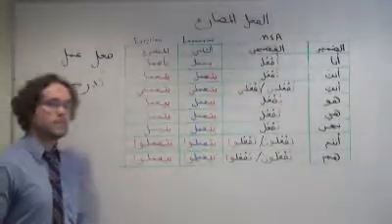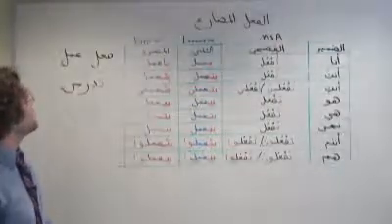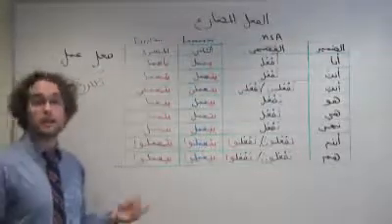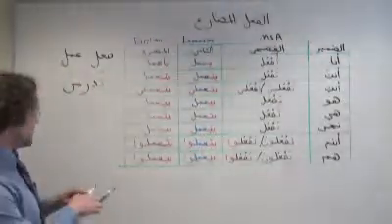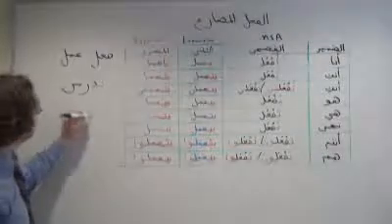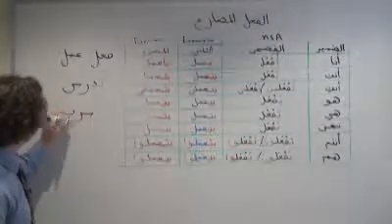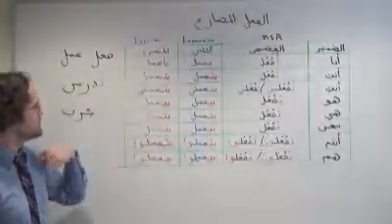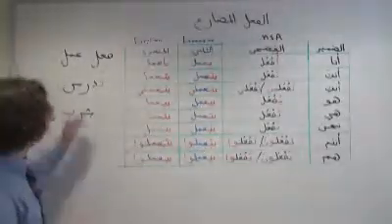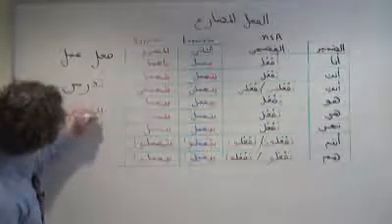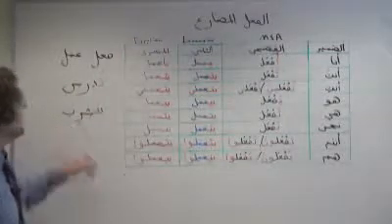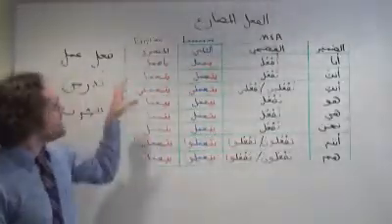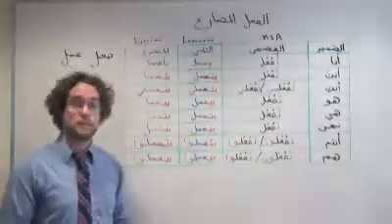For tadrus, she studies. Or if I want to say in Egyptian, let's say we drink, I'm going to take that stem of the verb for drinking, shin, ra, ba, and I'm going to go to the first person plural, and I'm going to attach ba, nun, bnishrab. You'll notice that in Levantine and Egyptian, we have a ba on the beginning of these verbs.